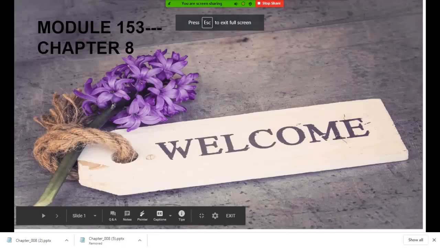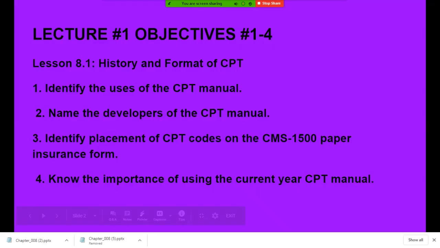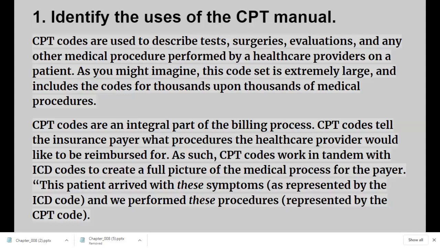So this is Welcome to Module 153, Chapter 8. These are the 4 objectives that we're going to be hitting today. Identify the uses of the CPT manual. Name the developers of the CPT manual. Identify placement of the CPT codes on the CMS 1500 paper insurance form. If you'll think back, you guys actually watched a video on that on Tuesday. And know the importance of using the current year CPT manual. So let's start with objective 1. Identify the uses of the CPT manual.